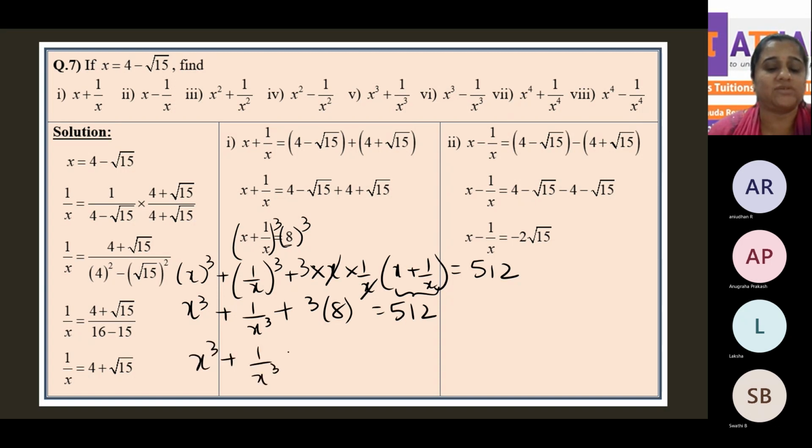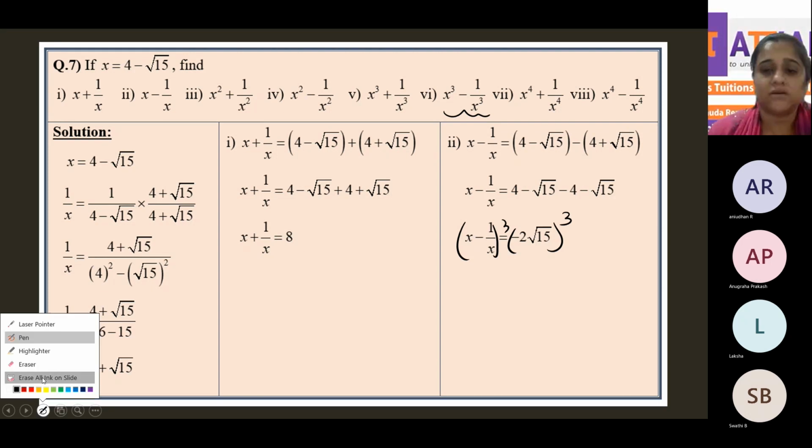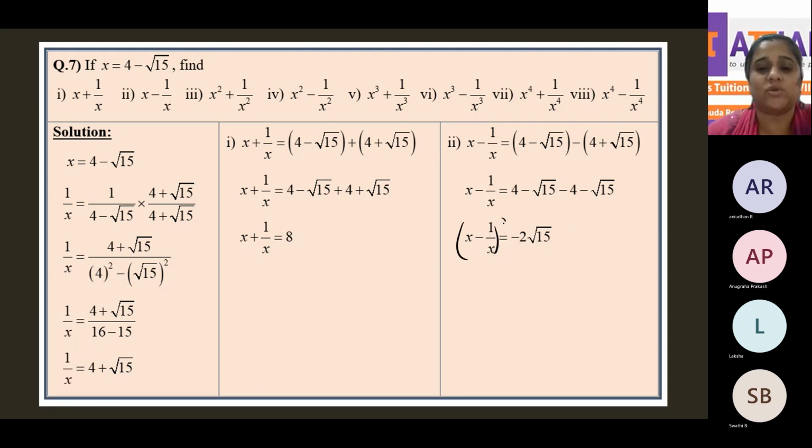So x cubed plus 1 by x cubed is equal to 512, and this 8, 3 eights are 24, transposed. Correct? All right. In the same way, to find the value of x cubed minus 1 by x cubed, we need to cube this on both the sides. We need to cube x minus 1 by x on both the sides.